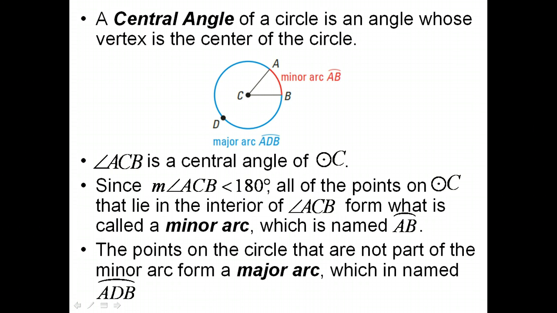But for my major arc, I can't just put AB because you would think I was talking about the minor arc, so I have to give you a point that I'm going through. So that's the reason we name a major arc with 3 letters.